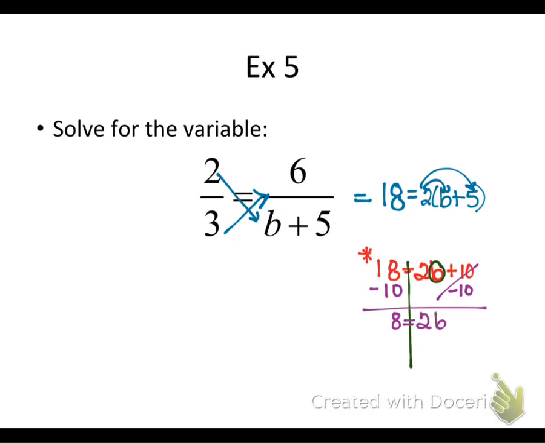How do I get the b by itself? So then b is going to equal 4. And box it. Good.